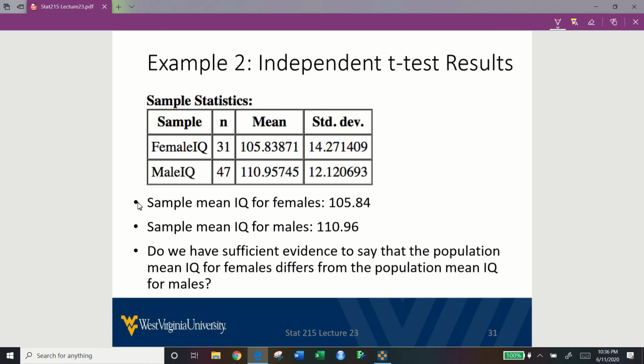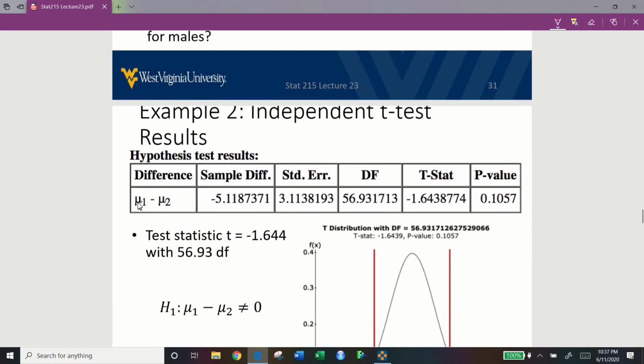We can see from our sample statistics that we have a sample mean IQ for females of 105.84 and a sample mean IQ for males of 110.96. Okay, so right from the appearance, it looks like males have higher IQ. But does that mean we have sufficient evidence to say that males and females have different IQs? Well, just looking at the means isn't enough. We have to go through the whole test.